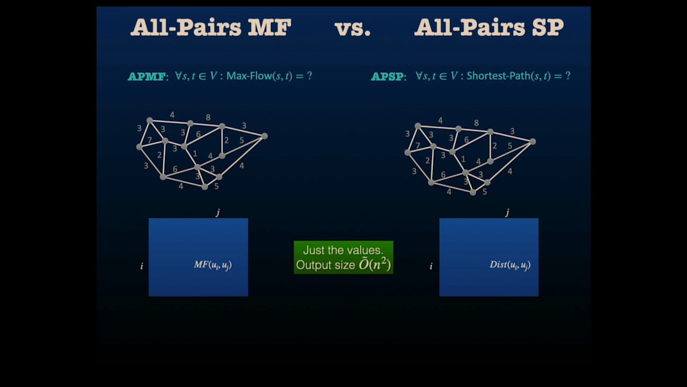Okay, so in all pairs shortest path, we get a graph. There's no S and T anymore, but for any pair i, j, we want to know the distance as if they were S and T. And in all pairs max flow, it's again the same. We get one graph, and we want to know for every pair what is the maximum flow. So in both problems, the output is these n squared numbers. The output size is n squared values. And so how fast can we compute these problems?